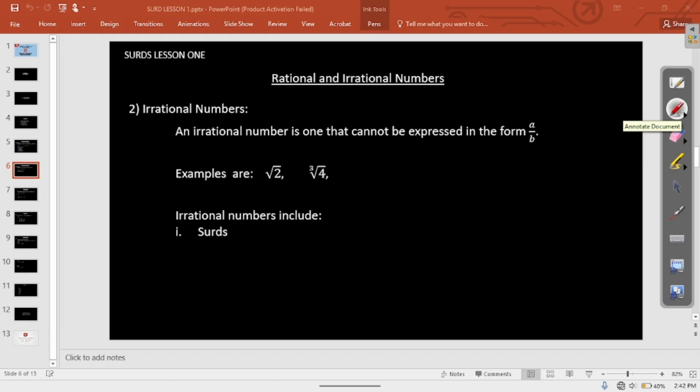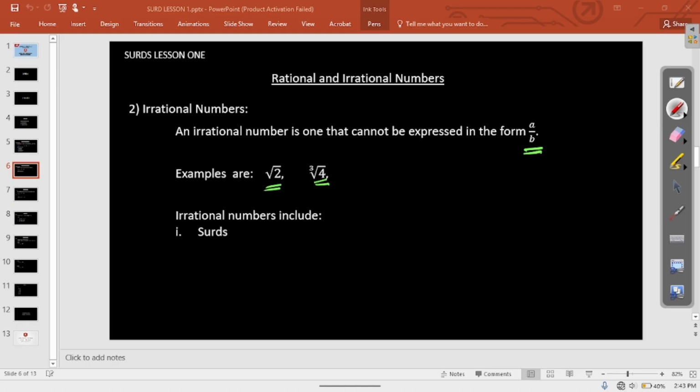Irrational numbers now. An irrational number is one that cannot be expressed in the form a over b, and that means if you try to simplify it further, you'll realize that you get a very large decimal part, a lot of decimal numbers. Such examples are the square root of 2 and the cube root of 4. You try getting the roots, you will not get an exact root.